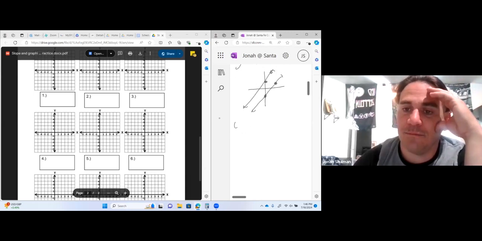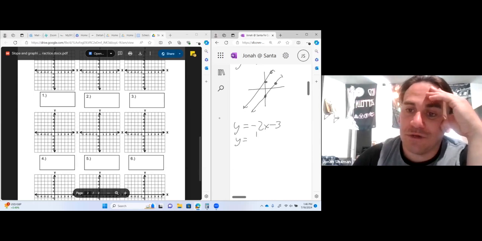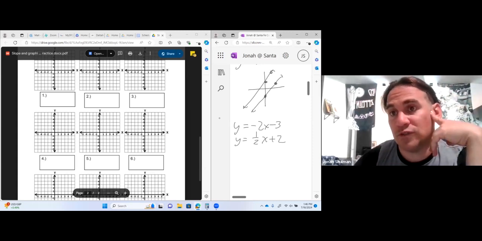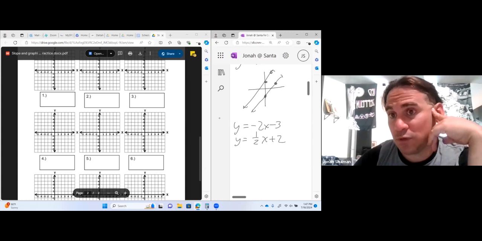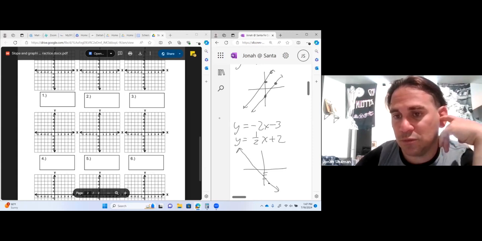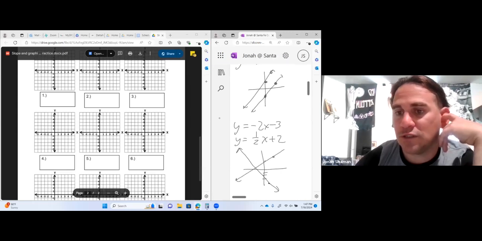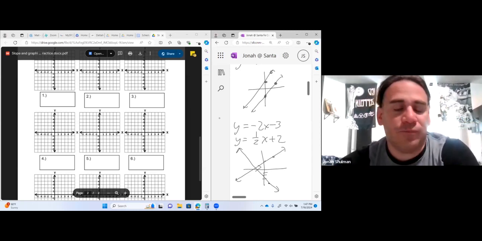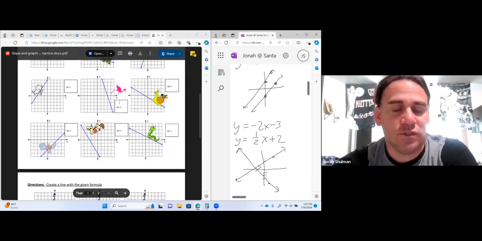And then perpendicular lines: y equals -2x minus 3 and y equals 1/2 x plus 2. These are perpendicular lines because the slopes are negative reciprocals. See how this is -2 and this is 1/2. So as long as you change the sign and flip it: one line is -3, down 2 over 1. The other line is plus 2, and it's up 1 over 2. As you can see, when these two lines cross, they're going to make a right angle. So I like this one a lot. I'll give you this one to use. It's really good for students.